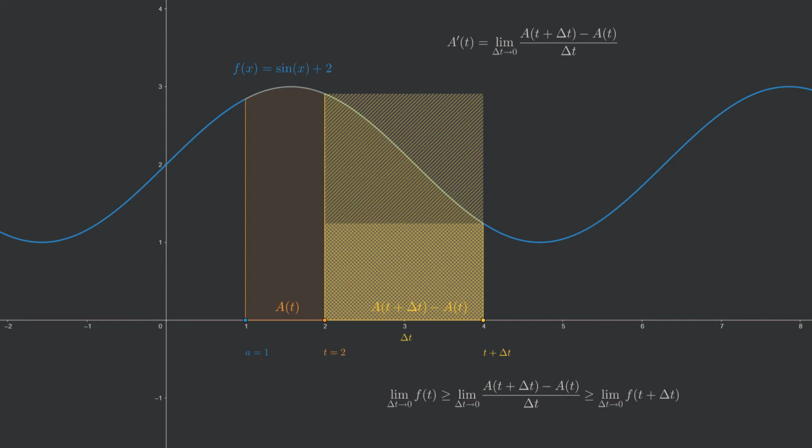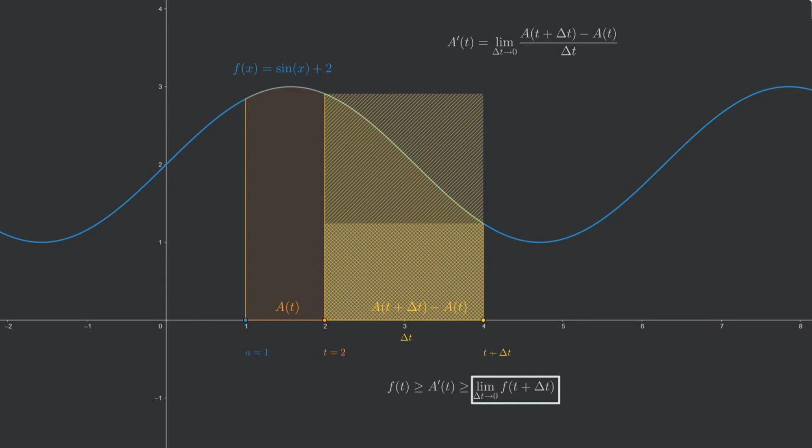Well, first we observe that the expression in the middle is exactly the derivative of a at t we are interested in, so we can replace it by a dash of t. And the big showdown is now that the expression on the left-hand side is nothing else than f of t. Well, because it's a constant sequence, f of t, it does not depend on delta t. So we can replace the left-hand side by f of t. So what remains is the expression on the right-hand side. We want to have the limit of f of t plus delta t when delta t tends to 0.